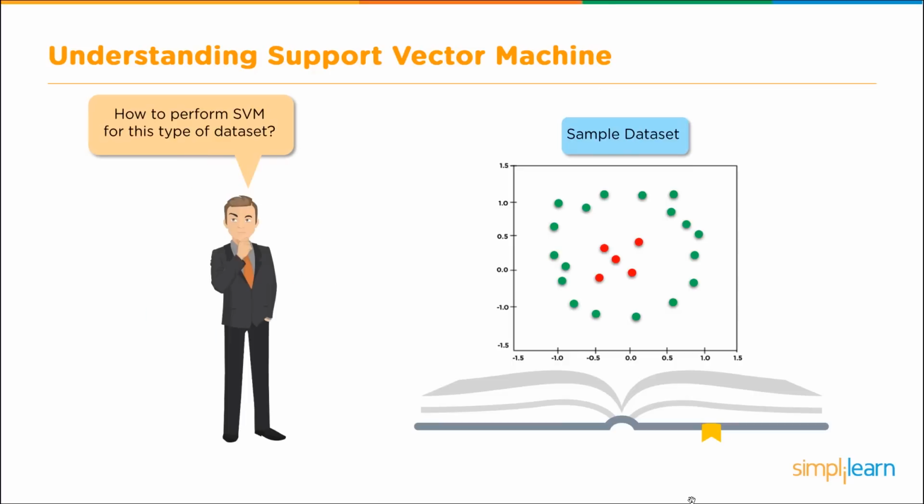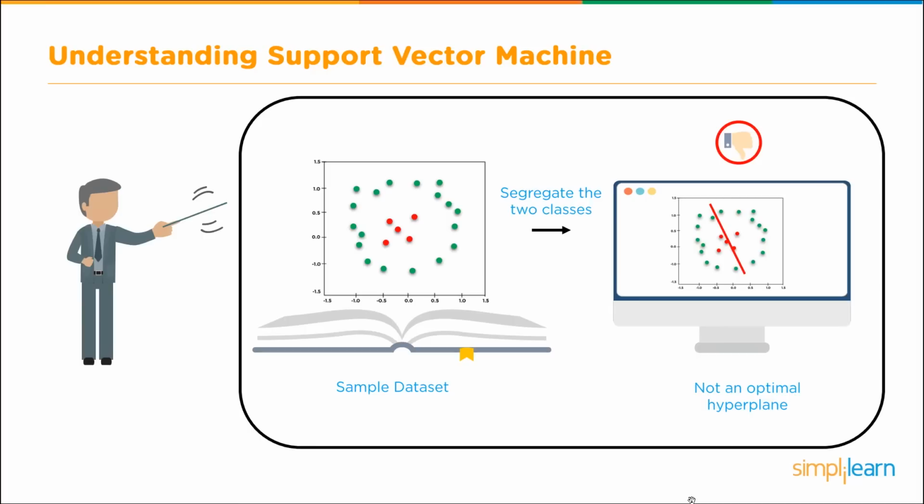What if we make it even more complicated? How do we perform an SVM for this type of data set? Here you can see we have a 2-dimensional data set where the data is in the middle surrounded by the green data on the outside. In this case, we're going to segregate the two classes. We have our sample data set, and if you draw a line through, it's obviously not an optimal hyperplane in there.